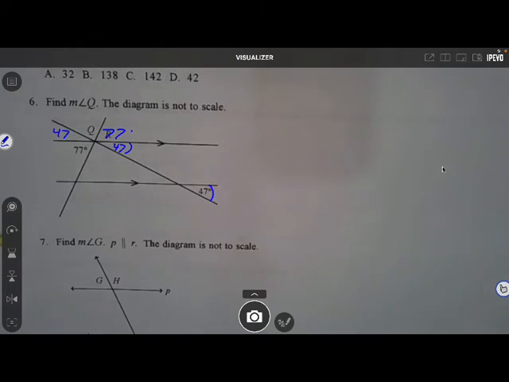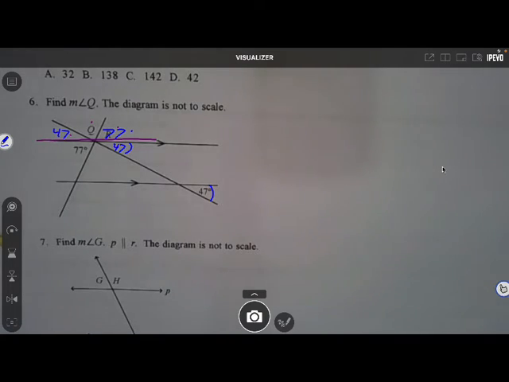Now, I'm going to look at this straight line right here. These 3 angles would add to what? 180. Because they make a straight line. Add those 2 numbers up and subtract it from 180. That's right. So in my calculator, I would do 180 minus 77 minus 47. And what did y'all get?